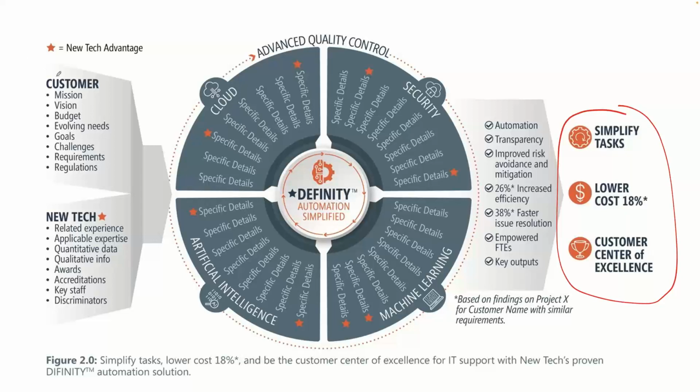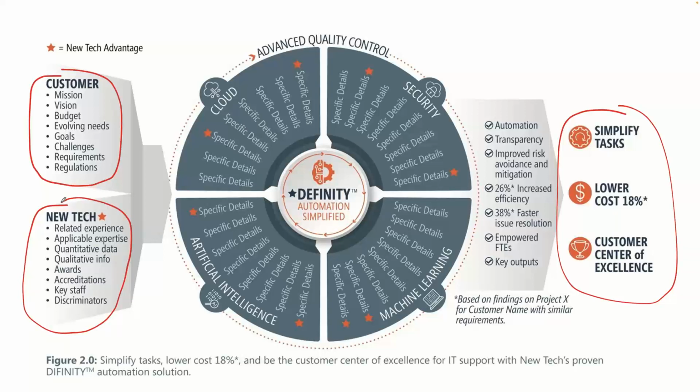Well, the first thing that I did is I looked at your mission, your vision, your budget, your needs, all that, and I combined it with our expertise and experience. We would put quantitative or qualitative evidence in there. And then from that, we bucketized our solution to give you an architecture of how we're going to execute your solution. And that fits into cloud security, machine learning, and of course, AI. And within there, we put the specific geeky details.